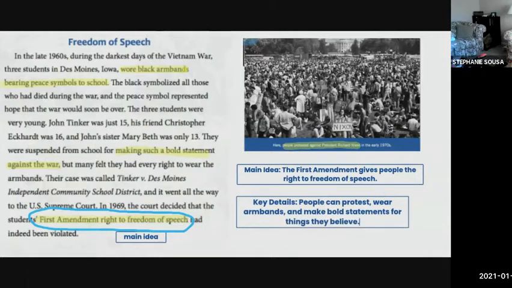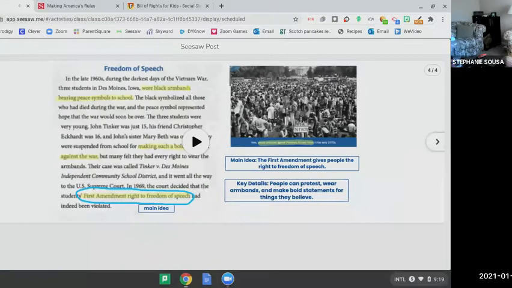And here it tells us in this text that the court decided that the students' First Amendment rights had been violated. And that means that the students should not have been suspended and that it was okay for them to wear those symbols to school. Okay, so again, we're going to look at the main idea that's been given to us, and that's going to be the name of the right that we are working with or reading about. And then you're going to find details that prove that that is true.